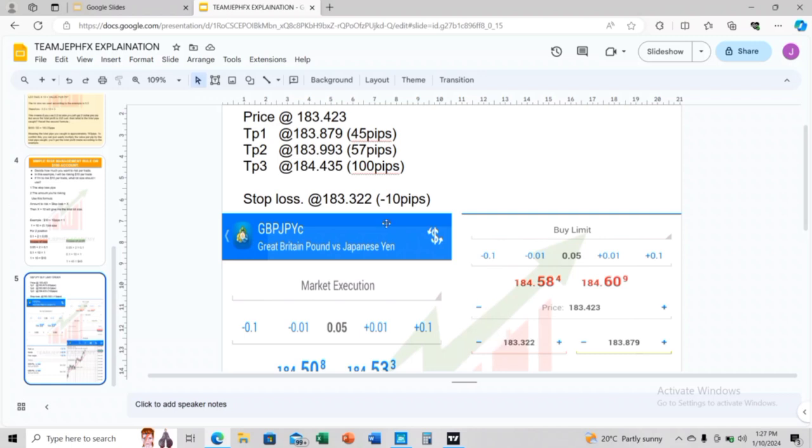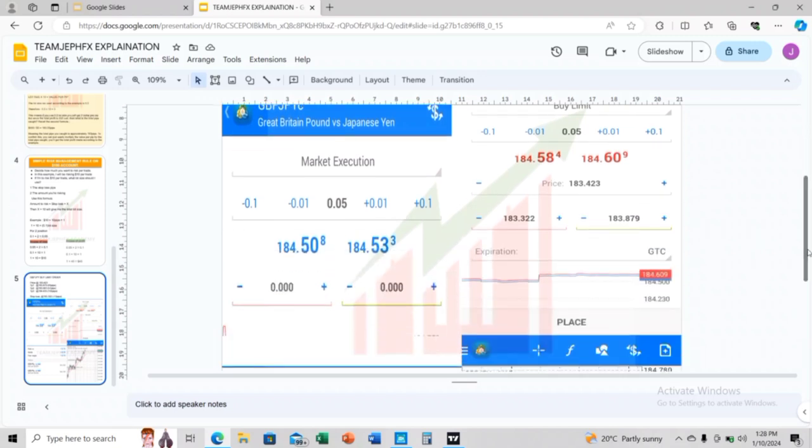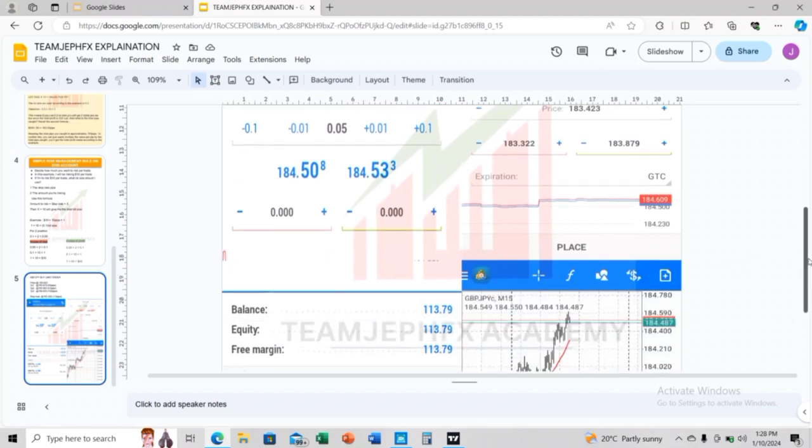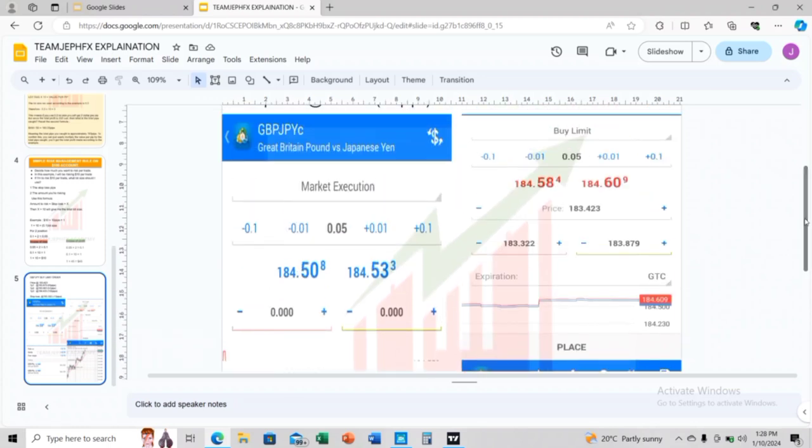You write it here. Then your TP, let's say we're taking TP1 for example, 183.879. You write it here. As soon as you finish writing all those things, you click on place. See this place? You click on place. The thing will just load. Boom. It will enter. As soon as you put it, you have done it for just one position. Remember, it's 2 positions you want to do. You will do it again. This same thing that we just did, you do it again for the second position.